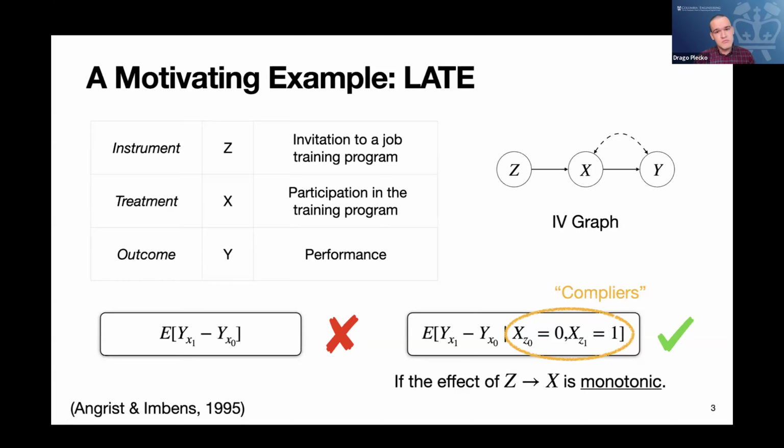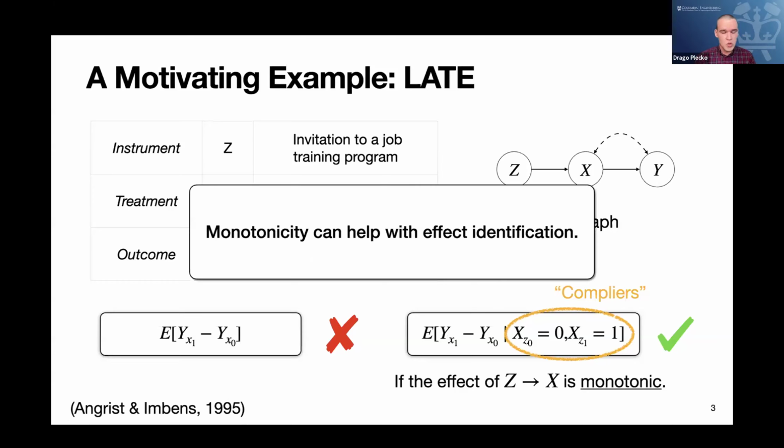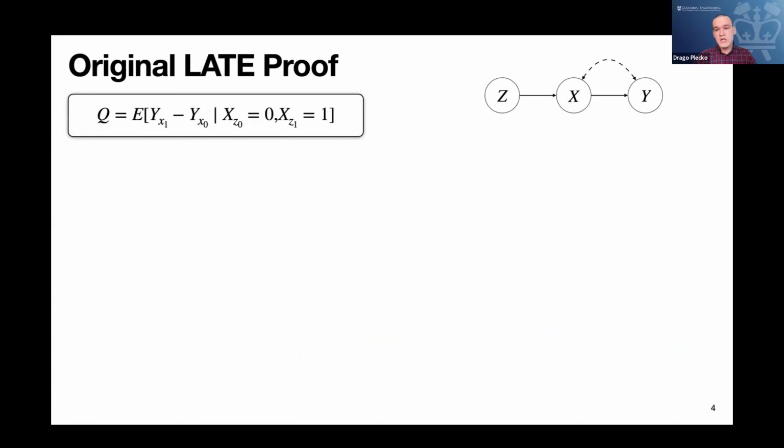Now, I want to roughly go and just to conclude, right? What we see here is that under monotonicity, queries that are non-identifiable in general can become identifiable, right? Which is very useful. So these shape constraints can help identification. Now, what I want to go through quickly, just to give you an idea of what is used in this proof, I just want to recap the proof of local average treatment effects.